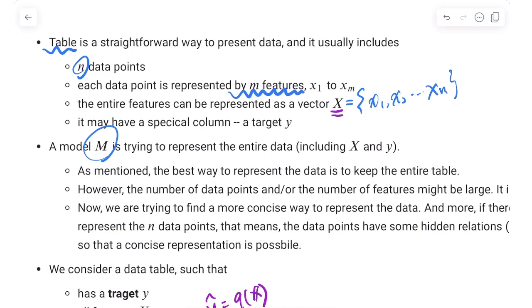As we mentioned, the best way to model a subject is to use the original.